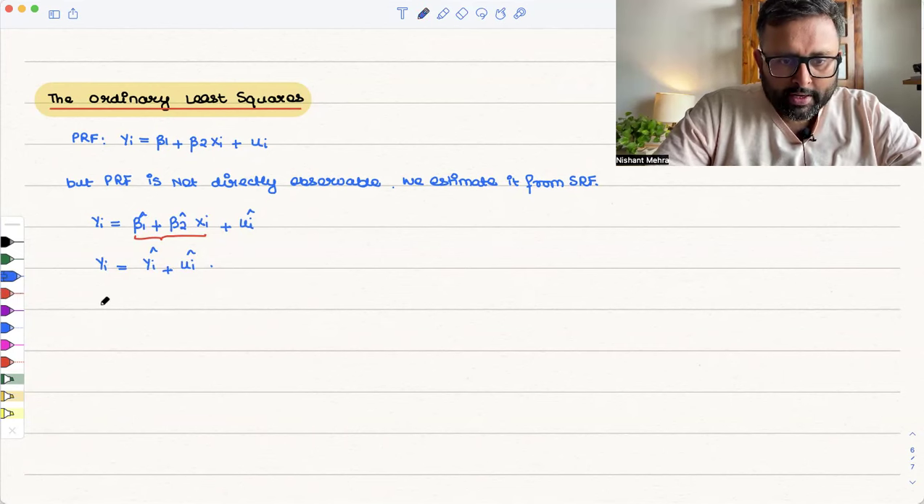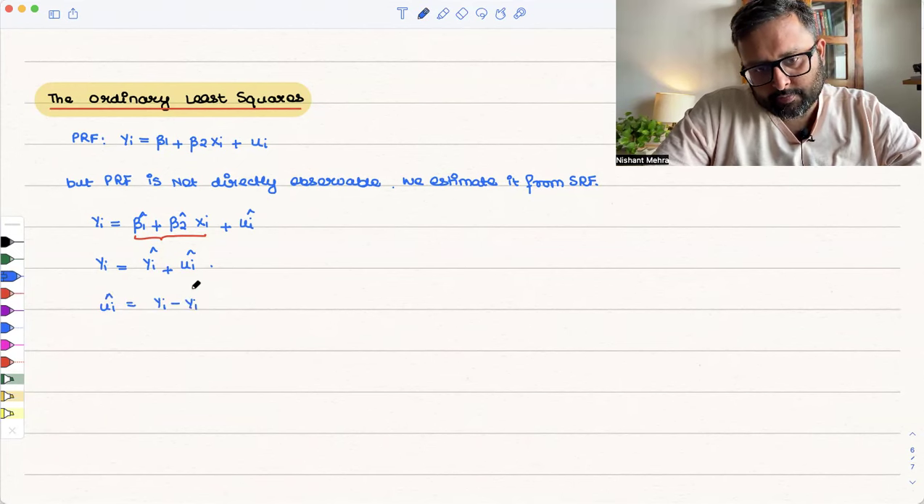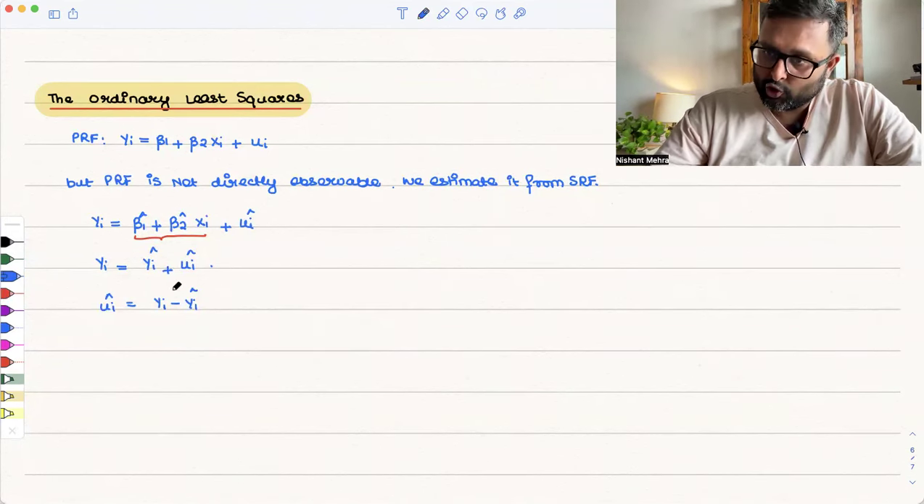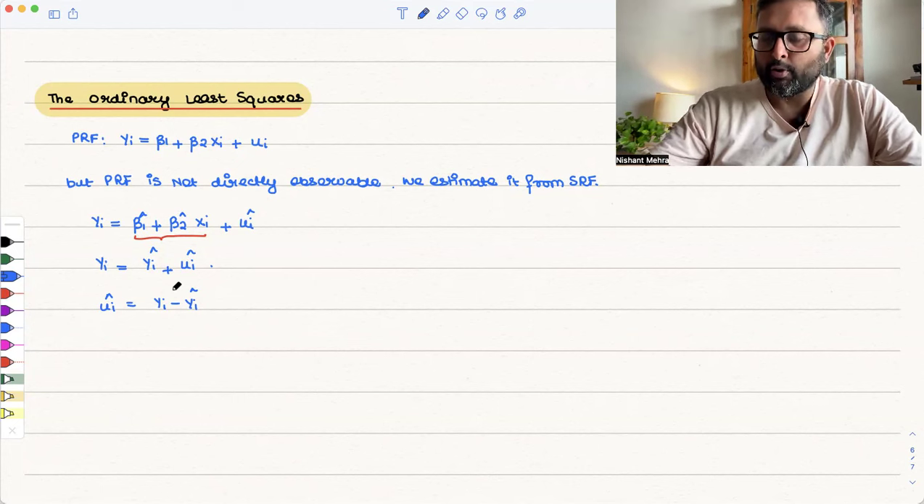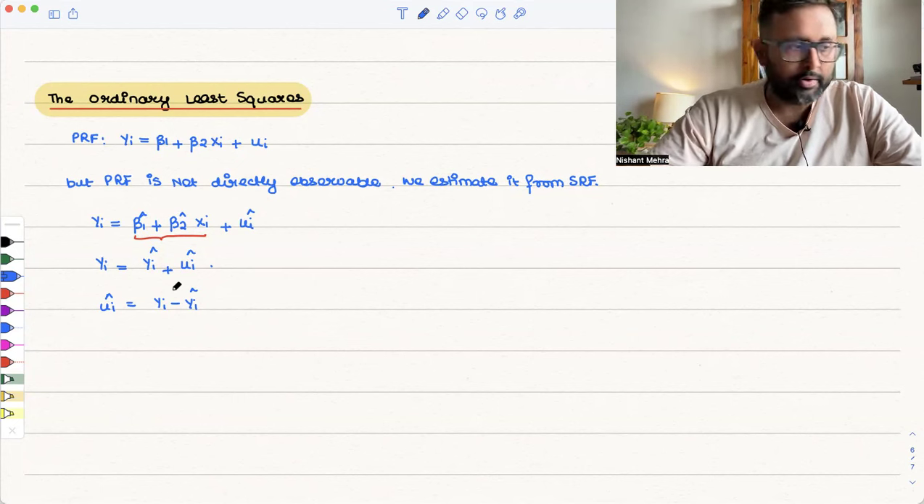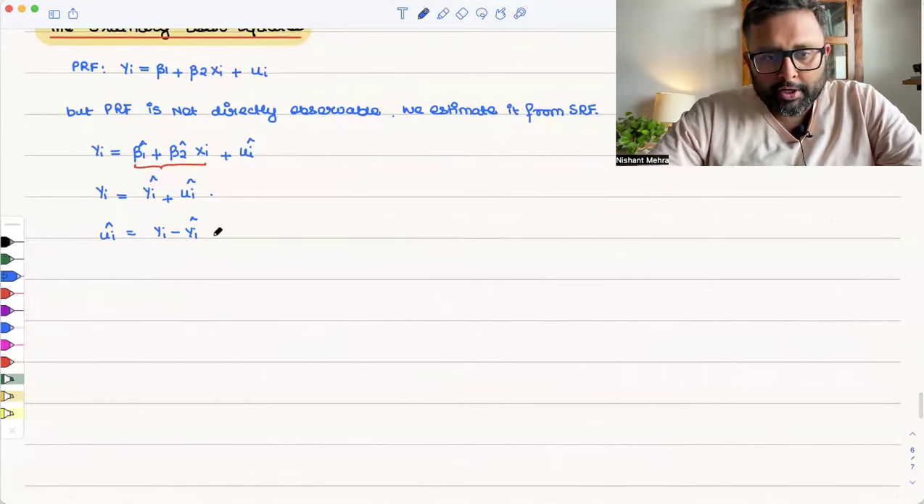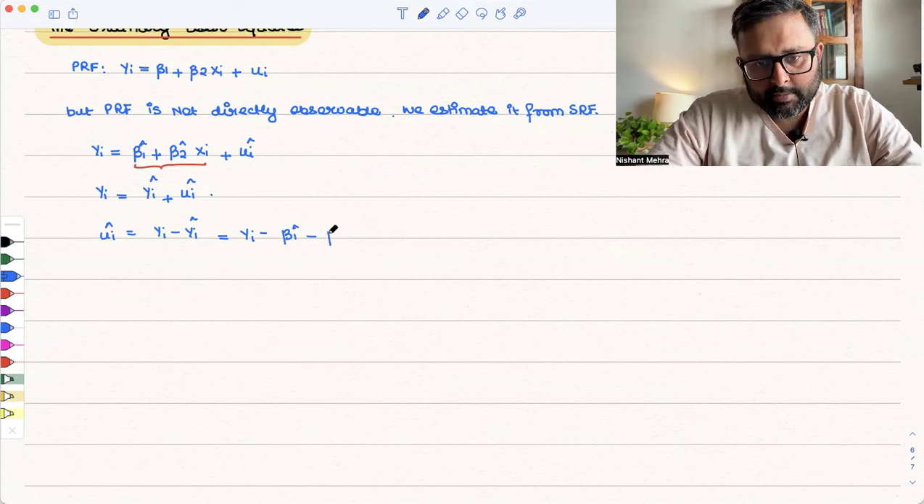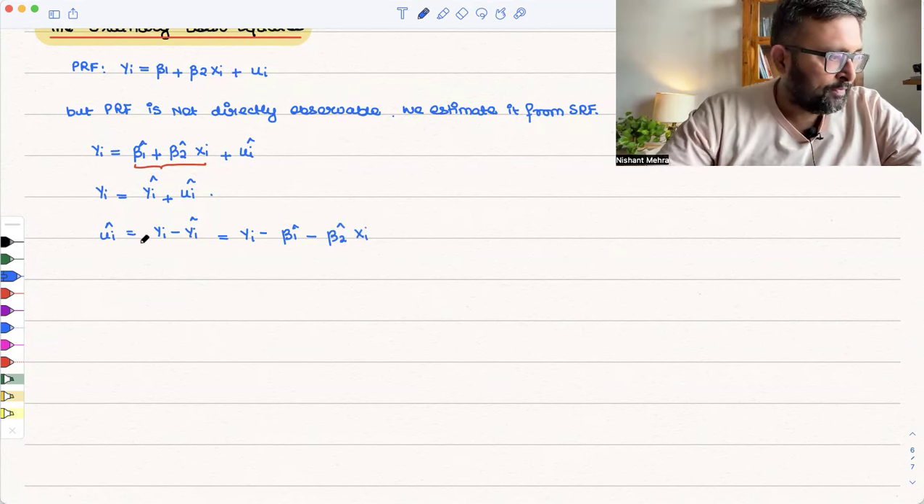Then how do you write ui hat? It is yi minus yi hat. So the residual is nothing but the difference between the actual y and the estimated y. The entire econometrics is based upon reducing this difference between the actual y and the estimated y. What is the estimated y? Beta 1 hat plus beta 2 hat xi. So you've just written what yi hat is.